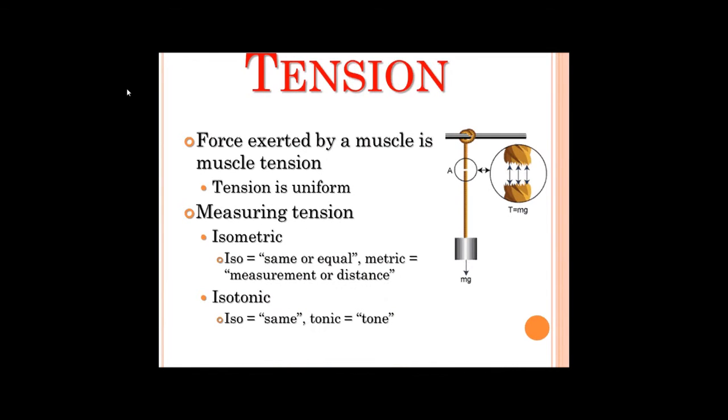We know that all muscles generate a contractile force. This force is known as the muscle tension. Tension, just like the tension in a rope or string, is uniform throughout the length of the muscle. Now we can measure tension using two methods, isometric and isotonic. Isometric means the same distance. In other words, the muscle does not shorten or contract during the muscle tension. Isotonic means the same tone, where this time the muscle shortens under a constant weight.